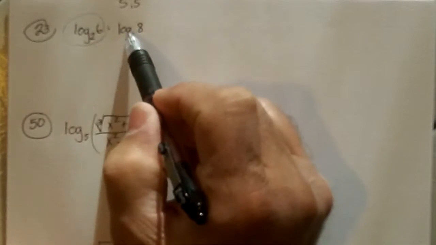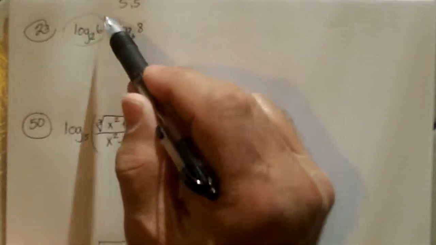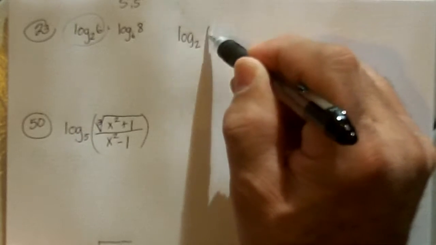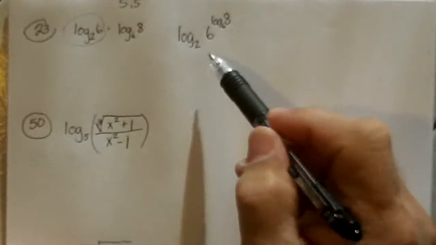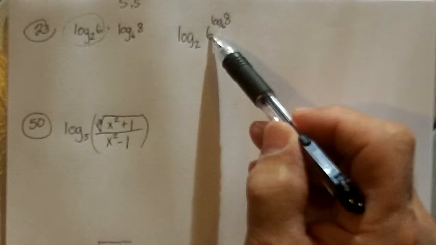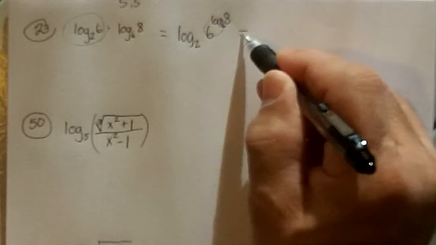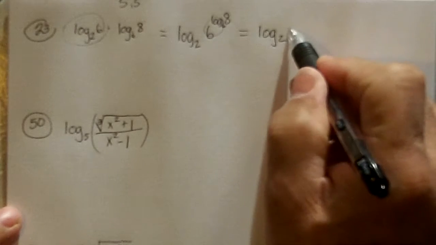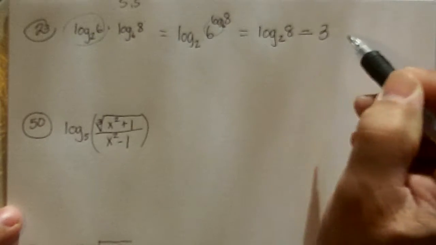But since this is times this one, I can put this up as a power, or I can put this up as a power. I'm going to put this one up as the power of this one, so I'm going to have log base 2 of 6 to the log base 6 of 8. Now, when I did that, I have 6 to the log base 6, which cancel each other. So this becomes log base 2 of 8, which is 3, because 2 to the third equals 8. And there's the exact answer.